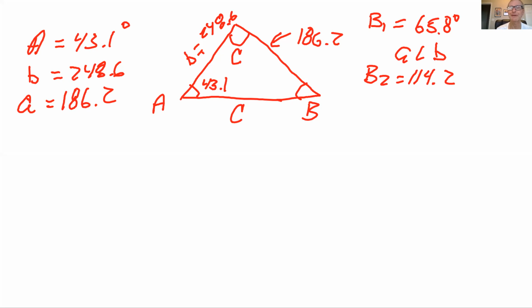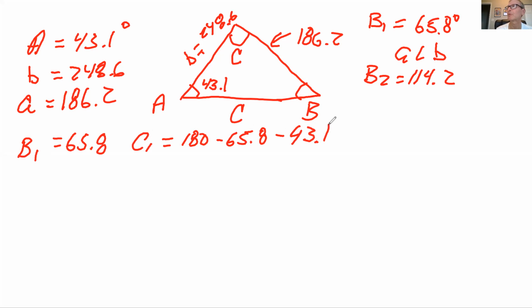Okay, I erased all that and resumed the recording. So let's deal with B1 first. Now we know B1 is 65.8. So what's C1? Well, you do it the same way. It's 180 minus angle B, 65.8, minus angle A, which is 41.3. And if you did that, you would get 71.1 degrees.